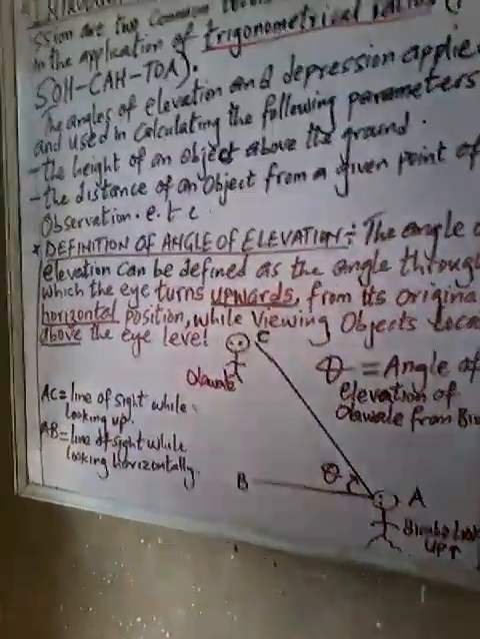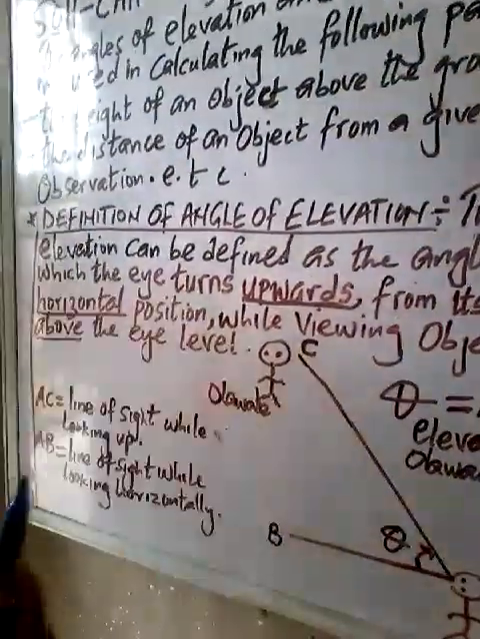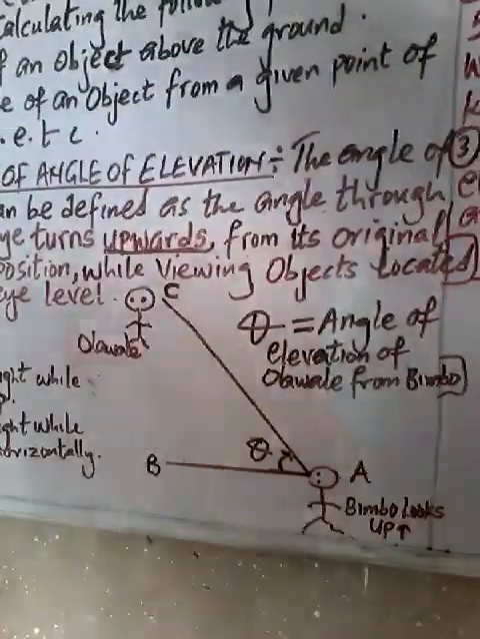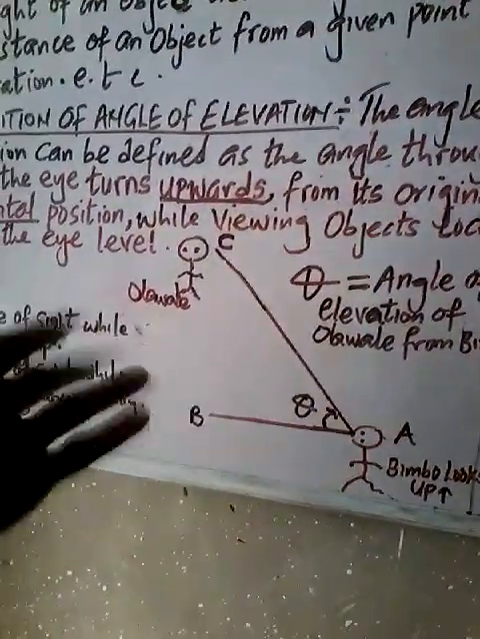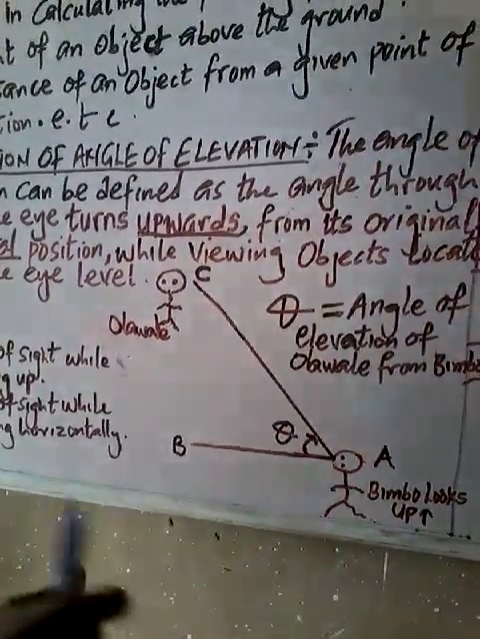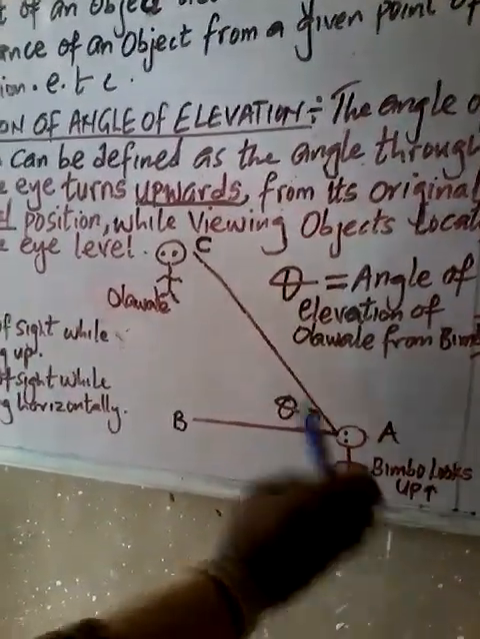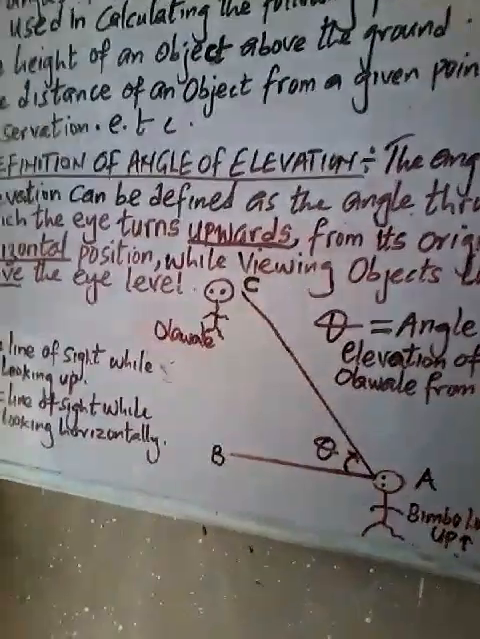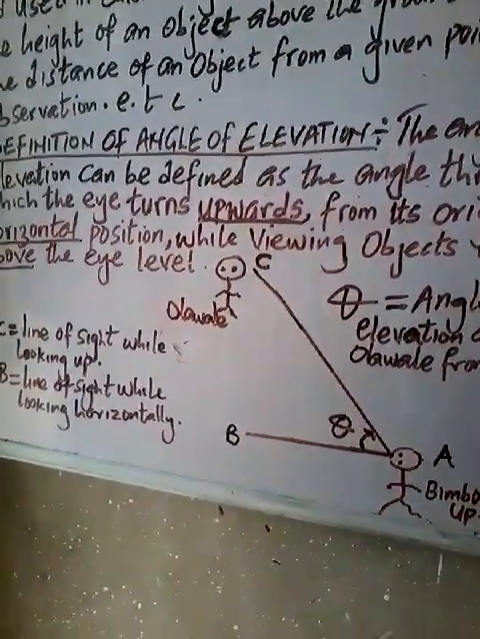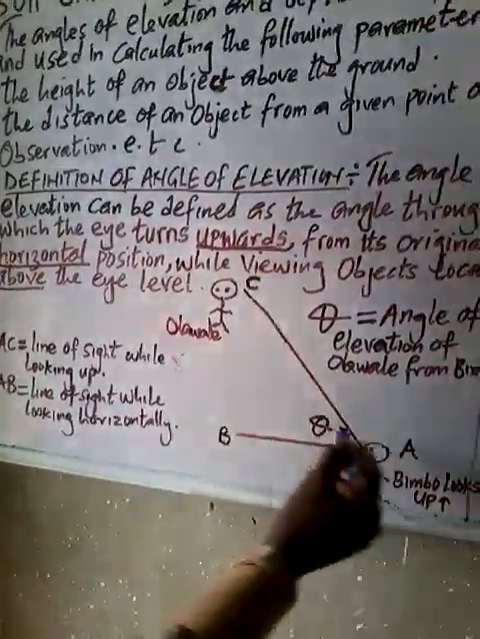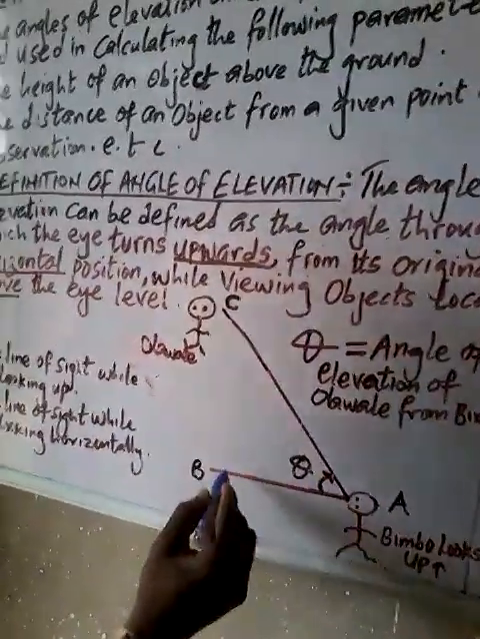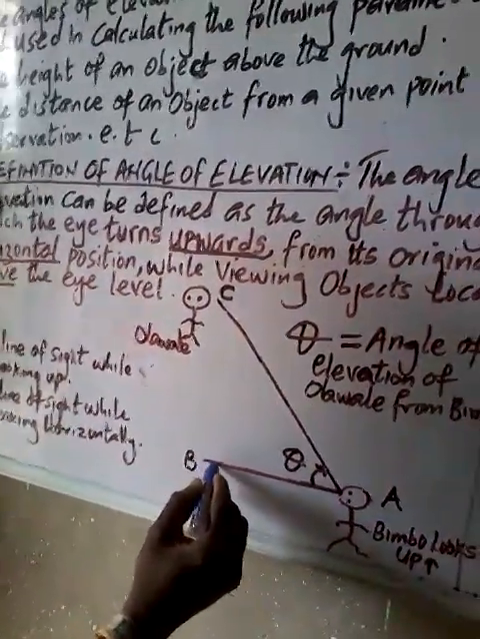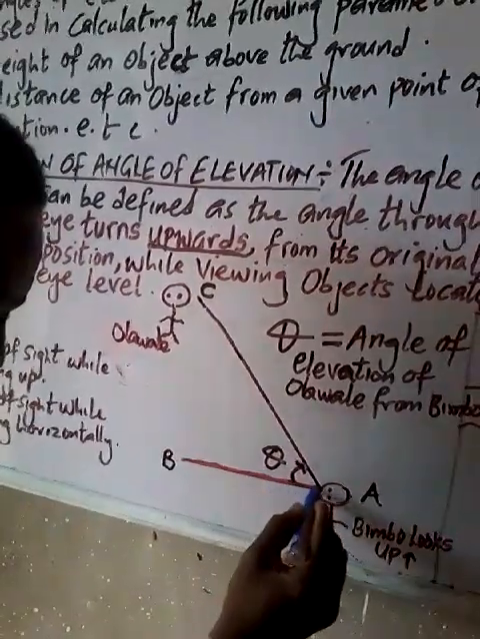I gave an illustration here. Look at this. Let's say these are two friends. This is Olawale and this is Bimbo. I want you to picture the assembly ground and picture that Bimbo is on the assembly ground and Olawale is on the first floor of the school building. Now, this is the normal line of sight of Bimbo on the horizontal if she is not looking up.